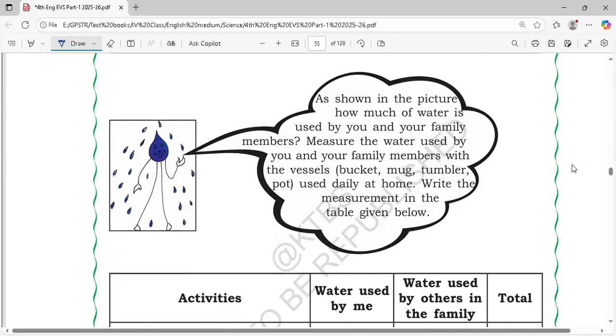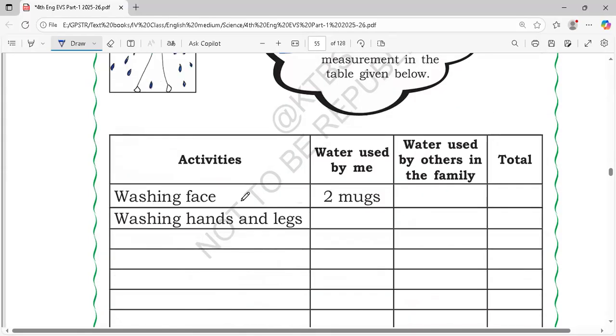Water droplet, water drop, tagging. As shown in the picture, how much water is used by you and your family members? Measure the water used by you and your family members with the vessel. Vessels means bucket, mug, tumbler, or pot used daily at home. Write the measurement in the table given below. Here: activities, water used by me, water used by others in the family, total water.